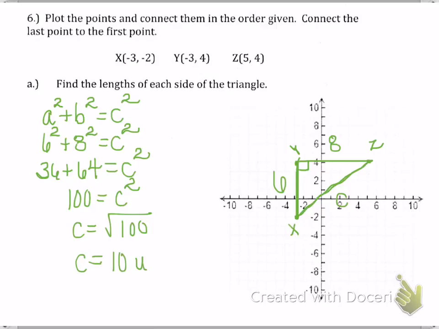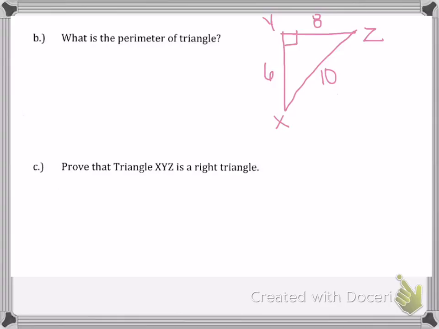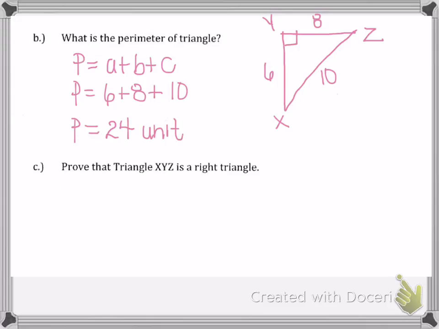For part B, we want to find the perimeter of a triangle. And I've replicated the triangle here, but you can just look up further on your graph on your notes template. For the perimeter, we want to use the formula P equals A plus B plus C, where we're plugging in everything we know. We knew the two legs were 6 and 8, and we just found that the hypotenuse, or C, was 10 units long. Finding their total, we get a total perimeter of 24 units. You can use the word units or a lowercase u.